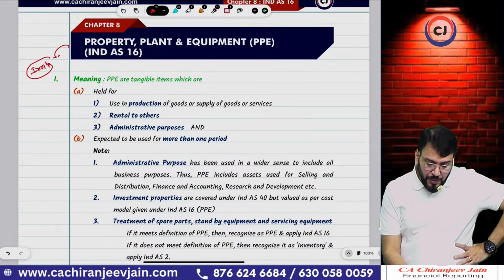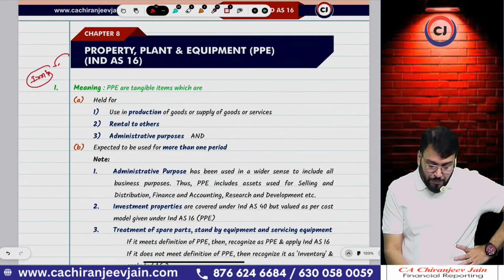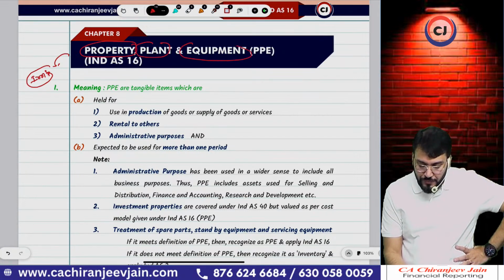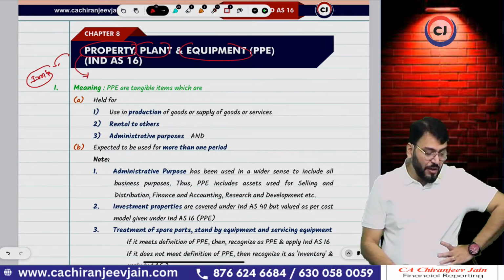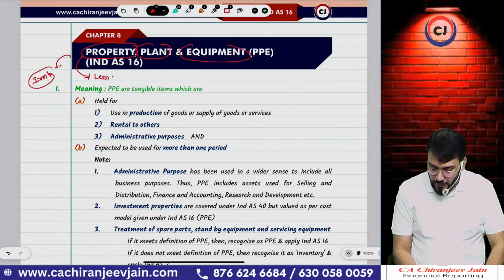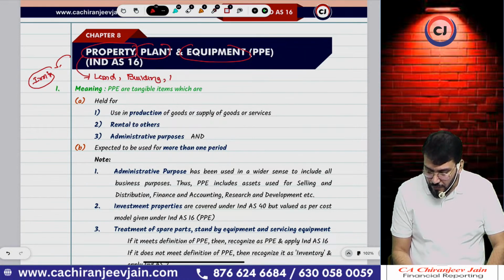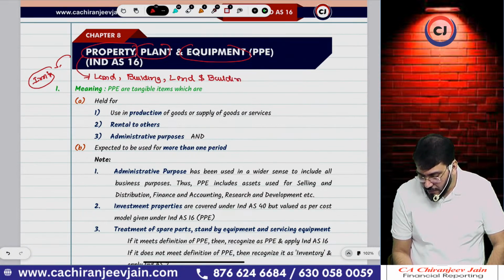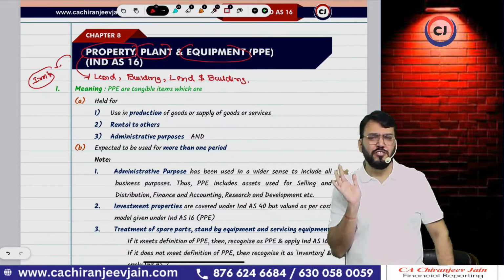So first, property, plant, equipment. So sir, what is the meaning of property? What is the meaning of plant? What is the meaning of equipment? When we say property, property means land, building, or any part of building, or land and building together. Property means this only.